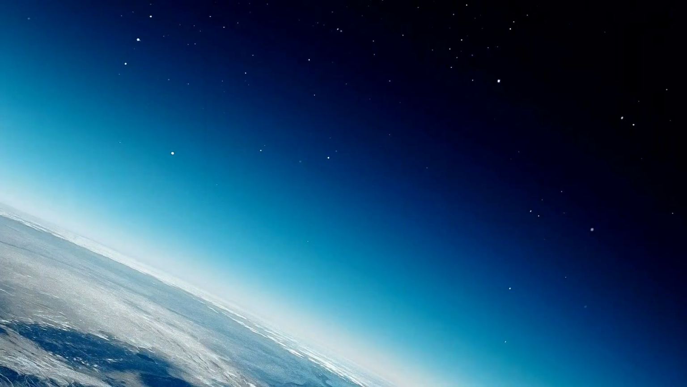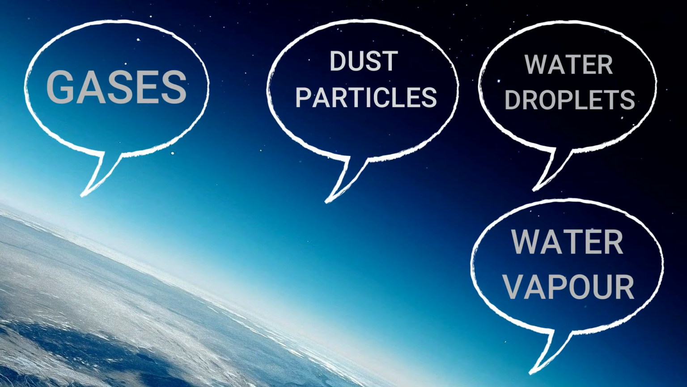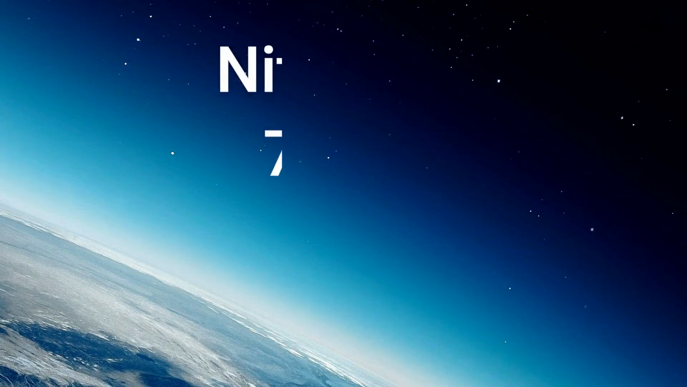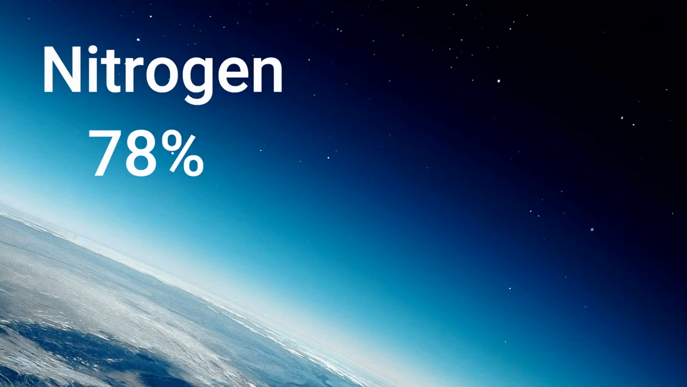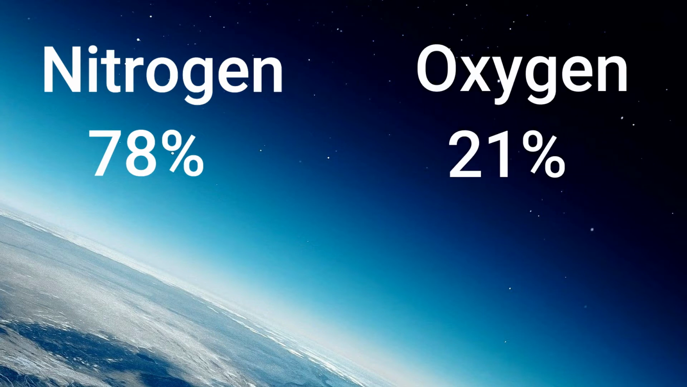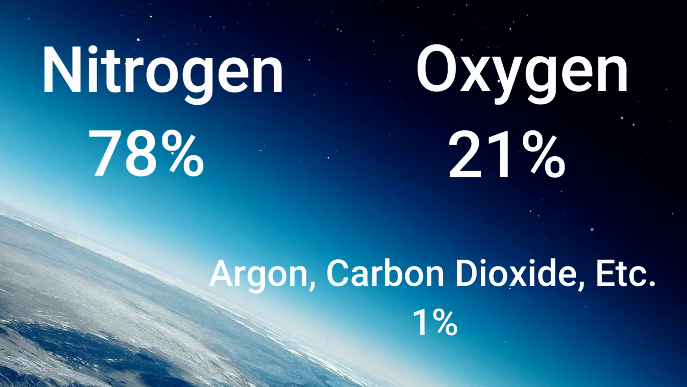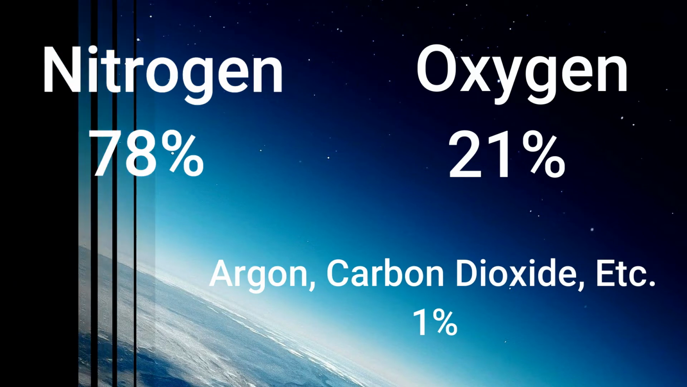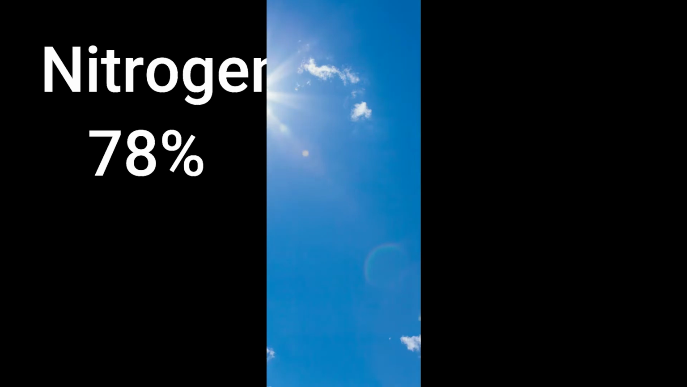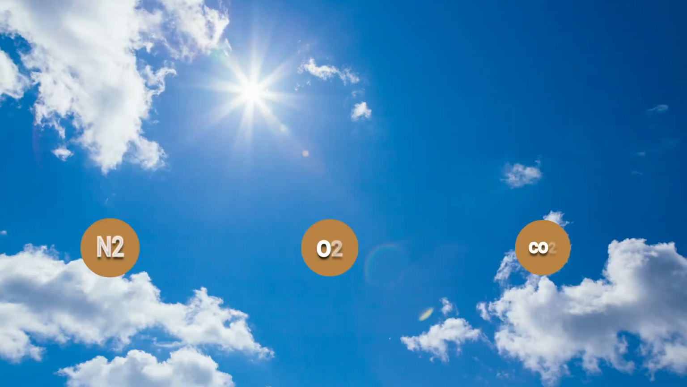Now let's see about the atmosphere. The Earth's atmosphere is mainly composed of gases, dust particles, water droplets and water vapors. Among the gases, nitrogen is present in abundant quantity, around 78%. It is followed by oxygen, which is approximately 21%, and the remainder is filled with argon, carbon dioxide and other gases. Now first let's see what happens when sunlight falls on these air molecules.